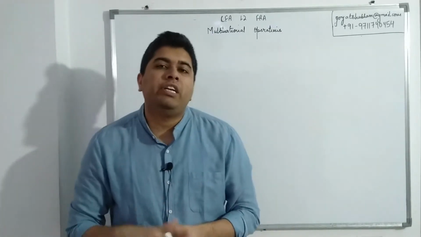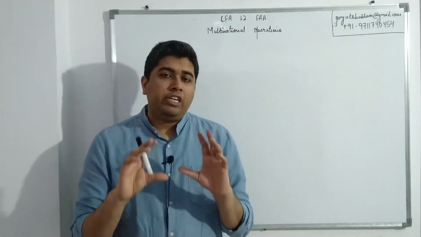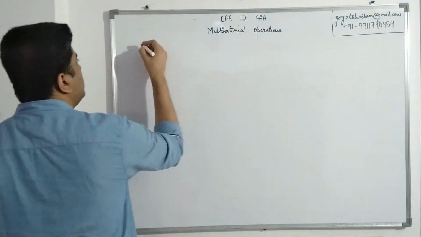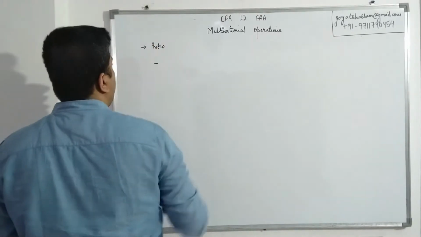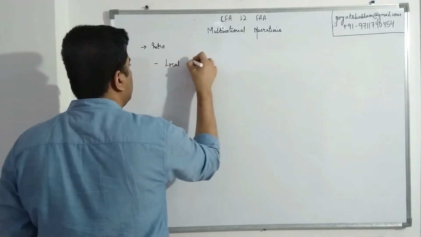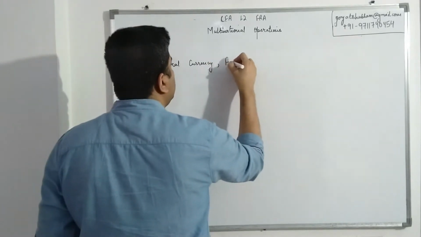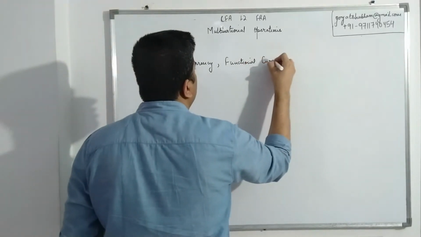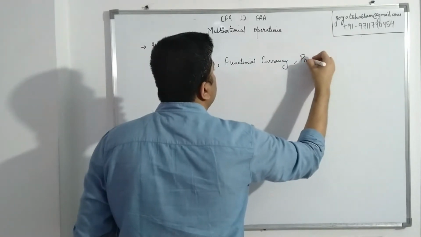Now, let's start with some introductory topics. In order to understand this reading and all the concepts in it, we first need to be familiar with a few terminologies. So firstly, let's talk about some of the basic terms, specifically about currencies. You have three terms used for currencies: local currency, functional currency, and presentation currency.